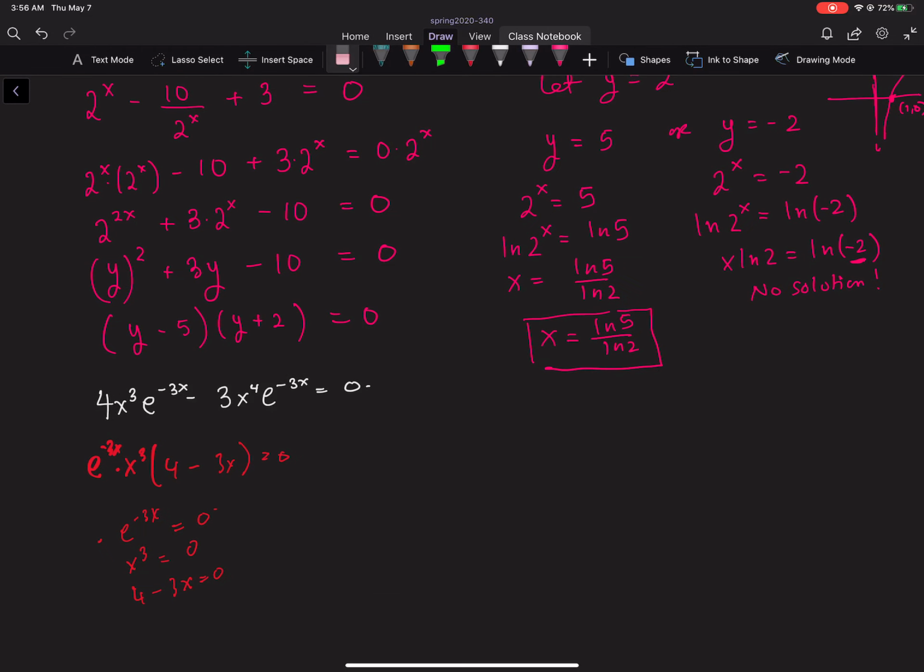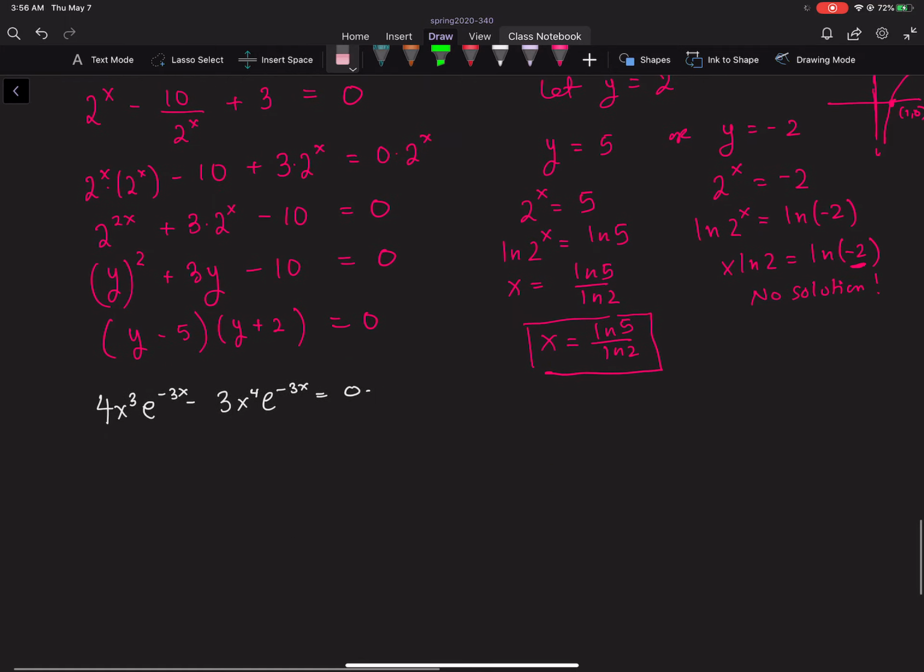Alrighty, I already solved this, but let's erase it and let's do the last problem set. Alright, so we got example 14 to do. Looking at this, by big picture, you could see that you could factor a couple of terms out. So let's see, I could take out an x cubed. I could also take out e to the negative 3x. And I'm left with 4 minus 3x.